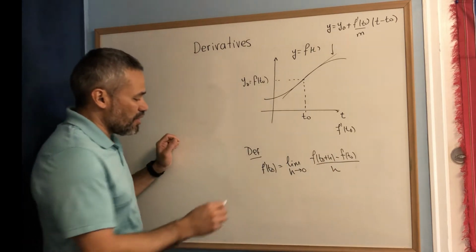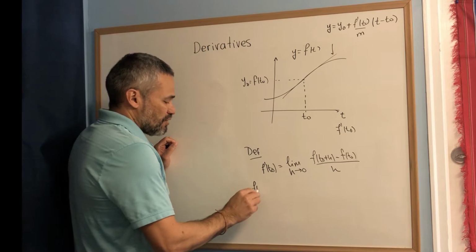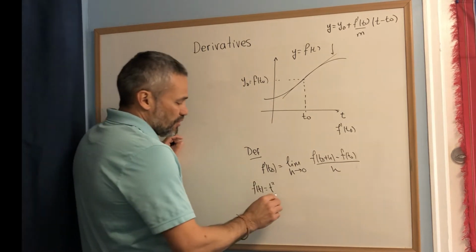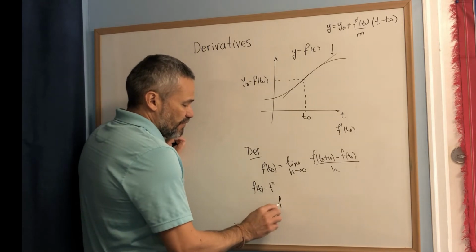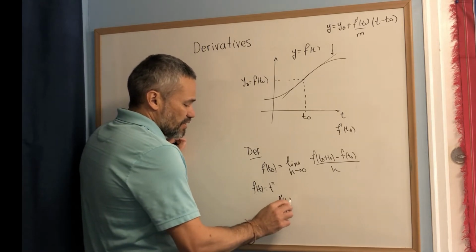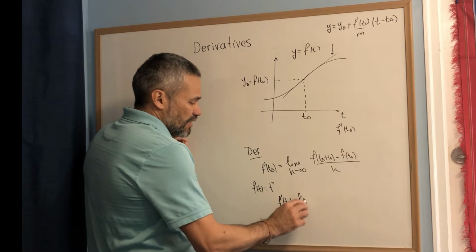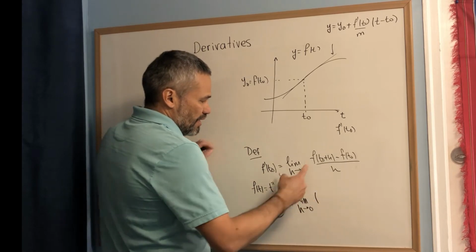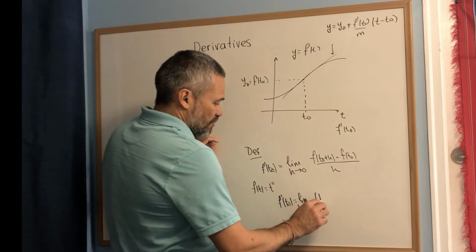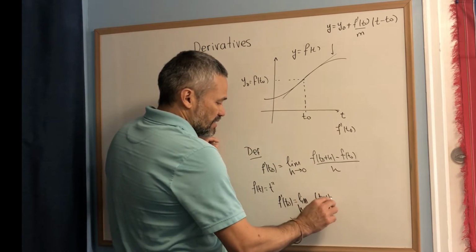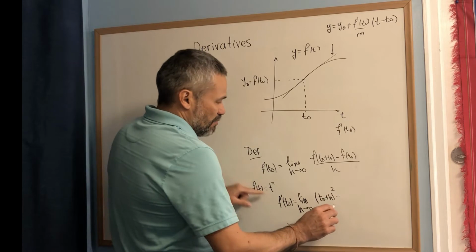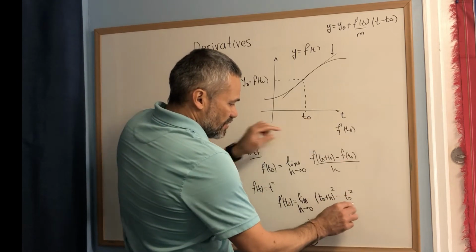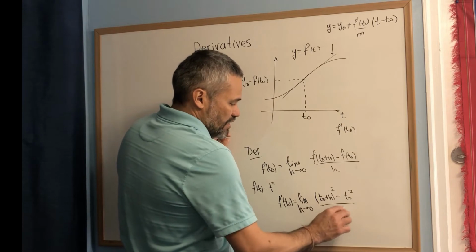And for example, if we consider the function f of t equal t squared, and we want to compute the derivative, then the derivative at some point t sub 0 will be the limit when h goes to 0 of f of t sub 0 plus h, which would be t sub 0 plus h squared, minus f of t sub 0, which is t sub 0 squared, over h.